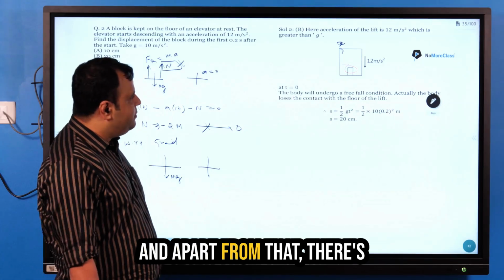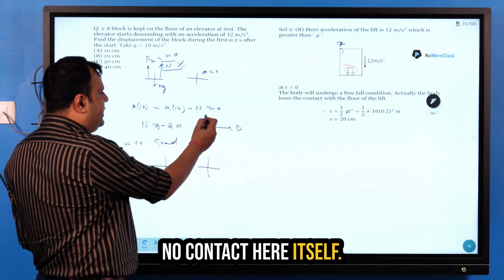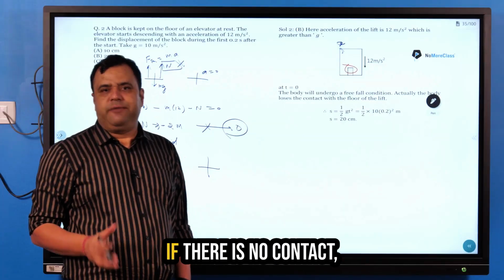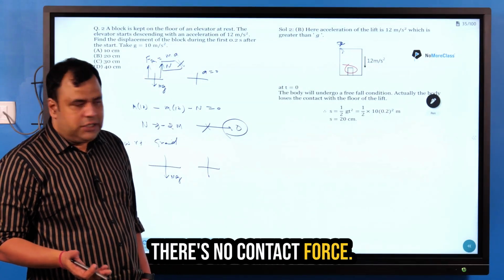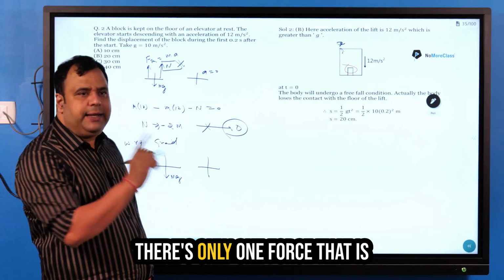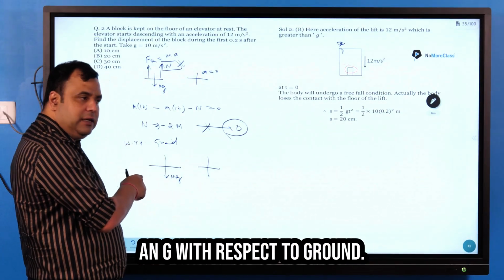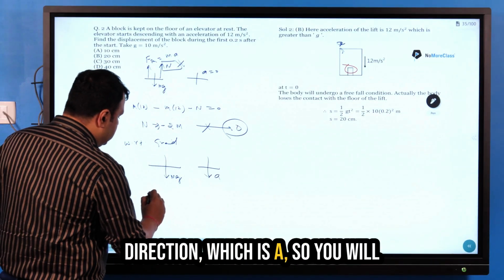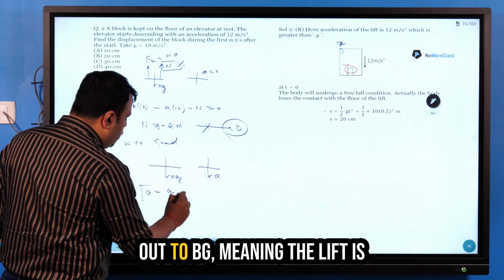And apart from that, there's no contact. Here I know that normal reaction is 0, so there is no contact. If there is no contact, there is no contact force. So in this particular case, there is only one force, that is mg, with respect to ground, and the acceleration will be in the downward direction, which is a. So you will calculate, and a will come out to be g.